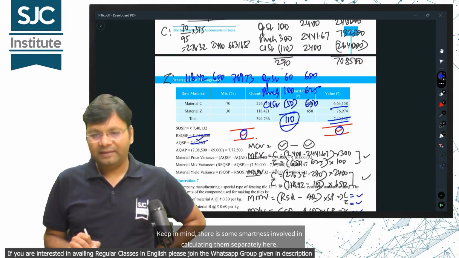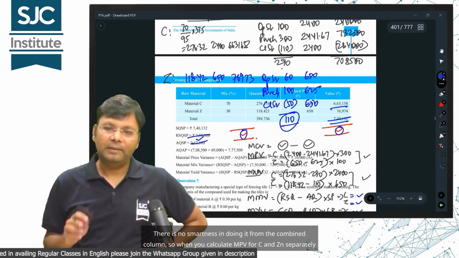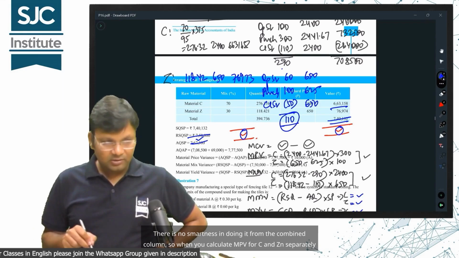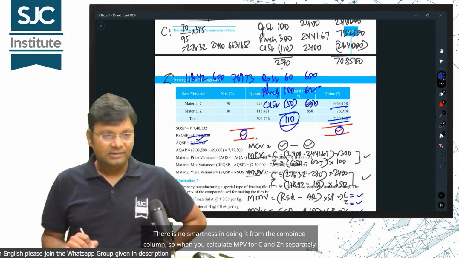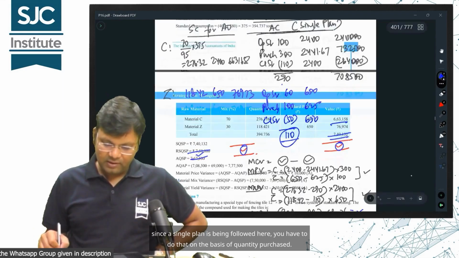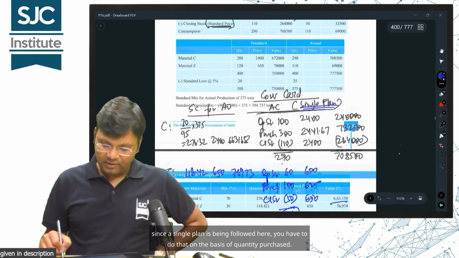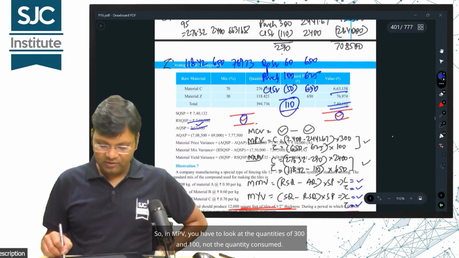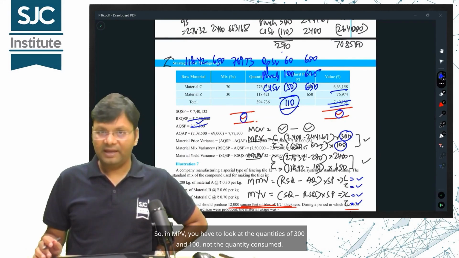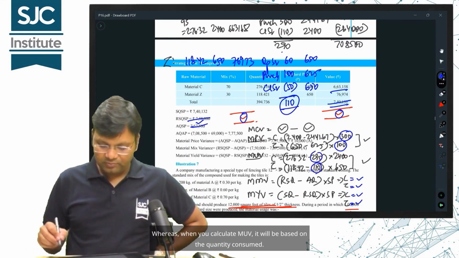Keep in mind, there is some smartness involved in calculating them separately here. There is no smartness in doing it from the combined column. So when you calculate MPV for C and Zn separately, since a single plan is being followed here, you have to do that on the basis of quantity purchased. So in MPV, you have to look at the quantities of 300 and 100, not the quantity consumed. Whereas when you calculate MUV, it will be based on the quantity consumed.